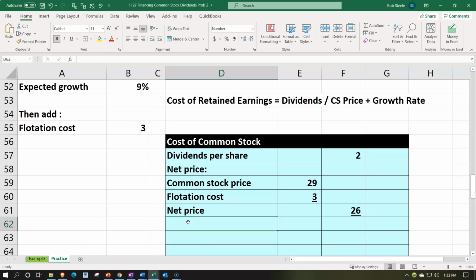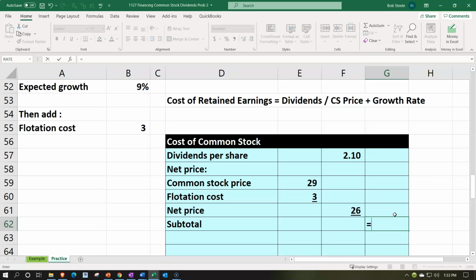Then we'll take the trusty subtotal. I need to add some pennies to this $2 because I can't see the 10 cents, so I'm going to add a couple decimals. So it's 2.10. This is the 2.10, divided by 26. And then number group, percent, add a couple decimals.